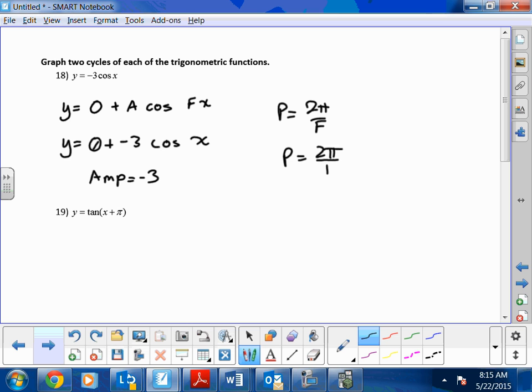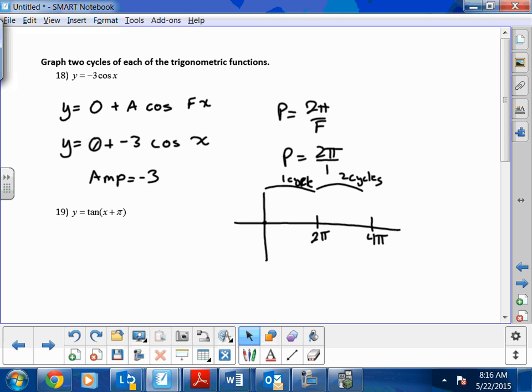Now since that's our period, now they want you to graph 2 cycles. So when you graph this, we're going to go from 2 pi to 4 pi. Why? 1 cycle, because of this period. 2 cycles. Okay, that's what it's referring to. So, let me do this real quick.